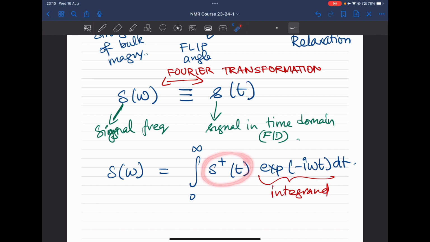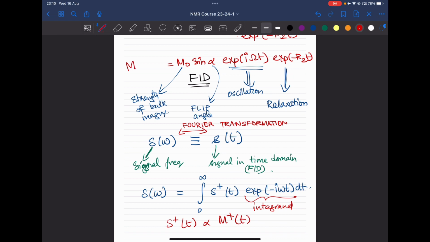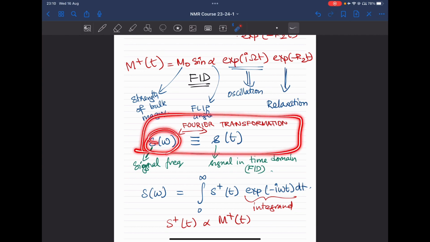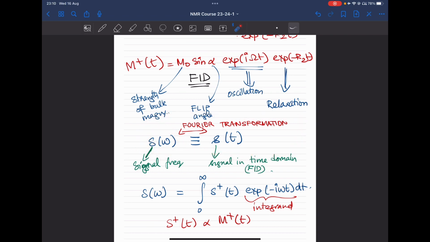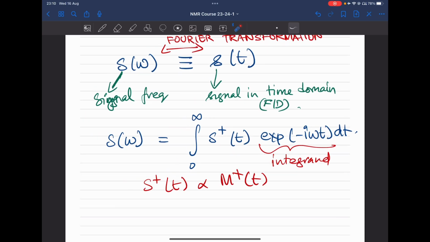The S plus of t is signal, where the S plus of t is directly proportional to the m plus of t, which we had written a moment earlier. So basically, it all connects back to the fact that if you know the functional dependence of m plus of t, you know the functional dependence of s plus of t, then if you end up applying the magical Fourier transformation, you will get the frequency domain spectrum. If you end up applying this, the signal would end up coming in two parts.